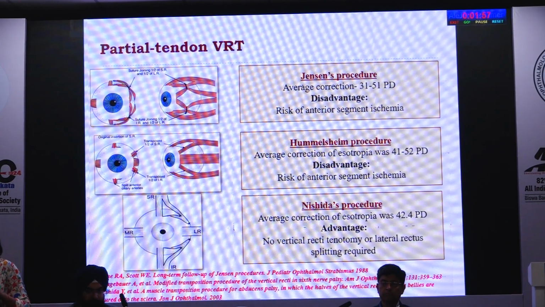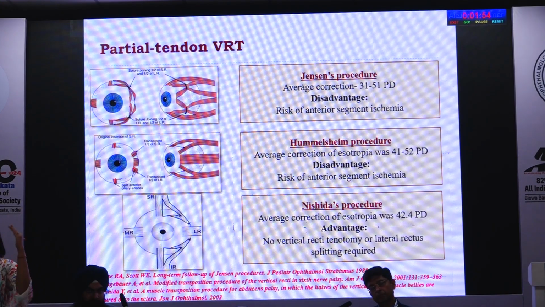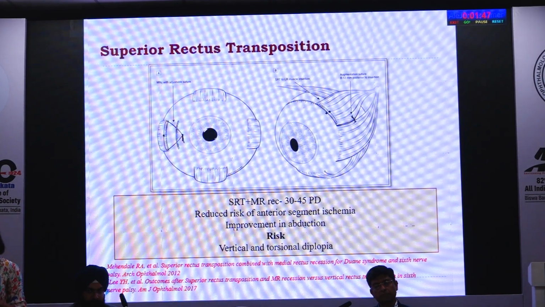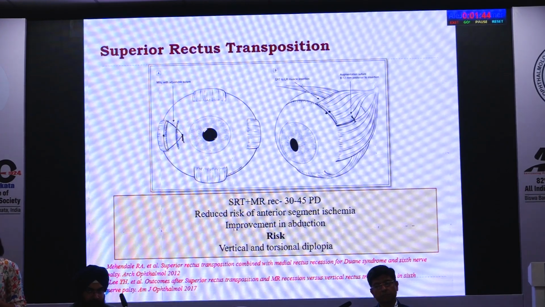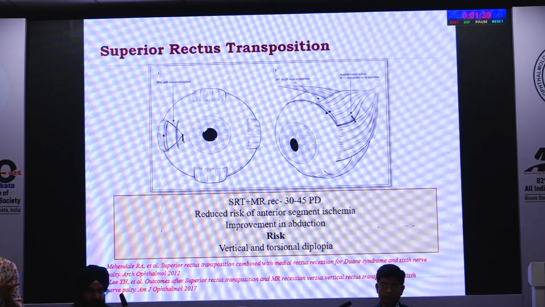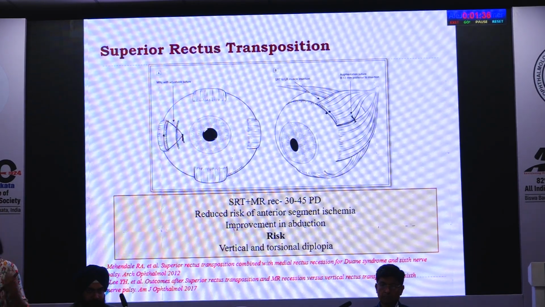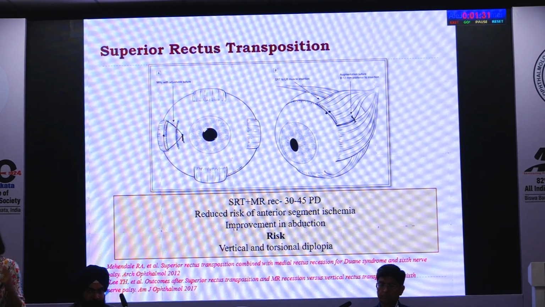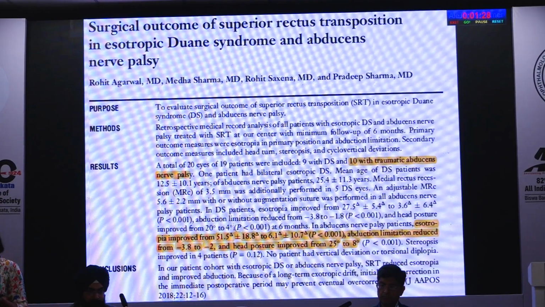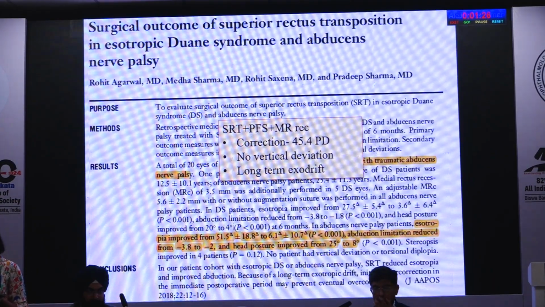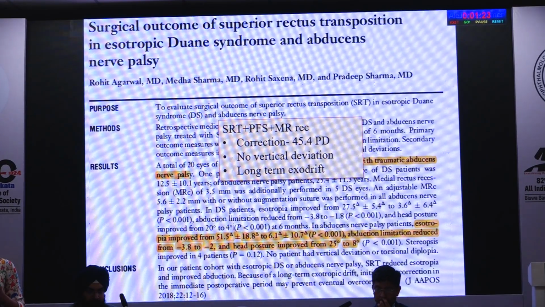Now Nishida is a very interesting procedure because here you are just splitting the 2 vertical recti and transposing them laterally without disinserting. So there is less risk of anterior segment ischemia. Now, in the single tendon VRTs, superior rectus transposition is more commonly advocated, and this also carries less risk of anterior segment ischemia because you are not touching both the vertical recti. But since it's creating an imbalance in the vertical forces, there is a theoretical risk of inducing vertical and torsional diplopia. Now, we did this study, and we found that none of our patients actually had any diplopia, torsional or vertical. And somehow it tends to balance out.